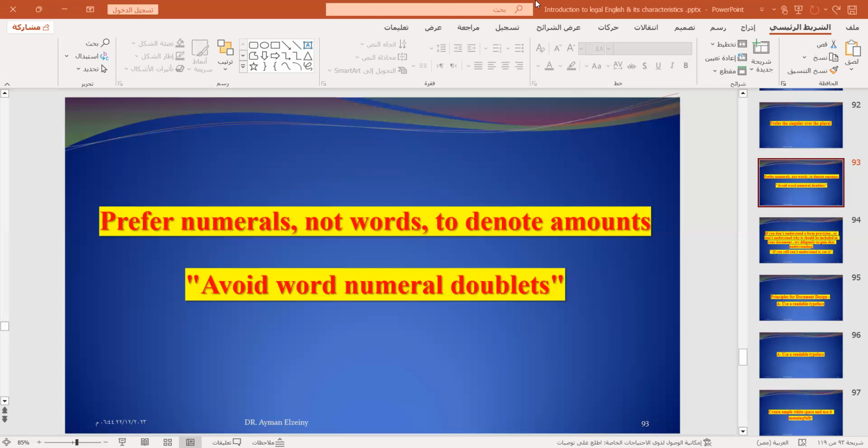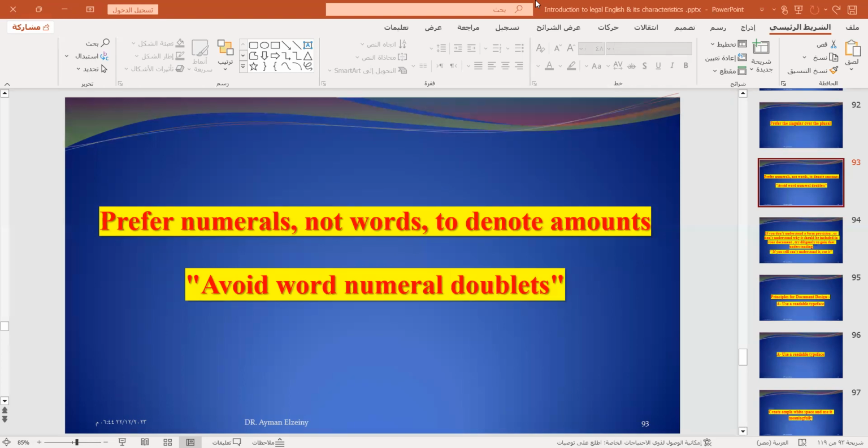The importance of preparing numerals, not words, to denote amounts, and the importance of avoiding word-numeral doublets to improve readability. Spell out numbers from 1 to 10 only.